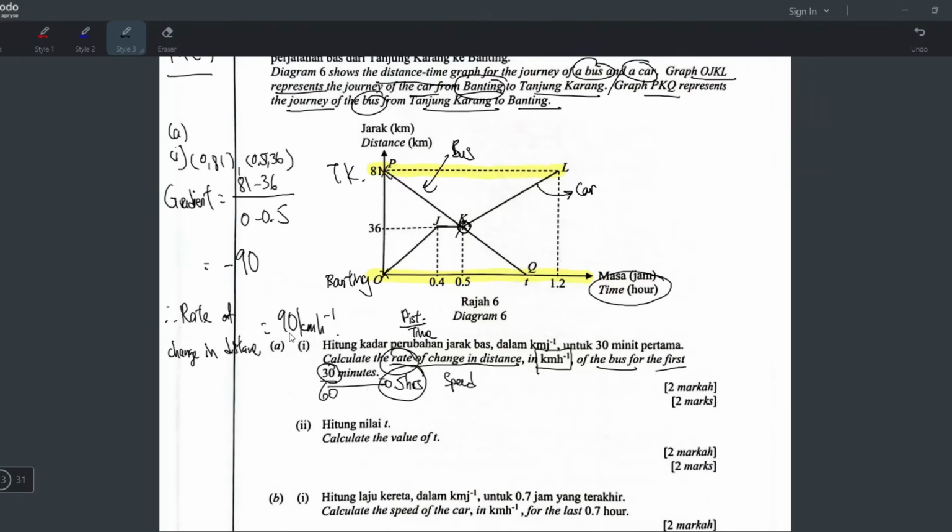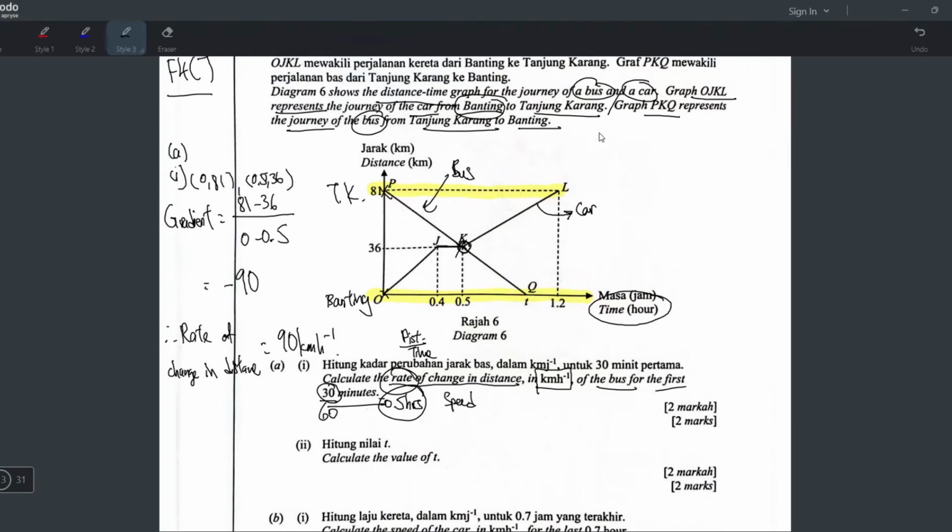Let me tell you why you get negative. It's because the line is moving down. That means it's moving in the opposite direction. But only gradient can have negative. Speed, when we write speed, we will not write the negative. Okay? Yeah. Alright, hope you understand.